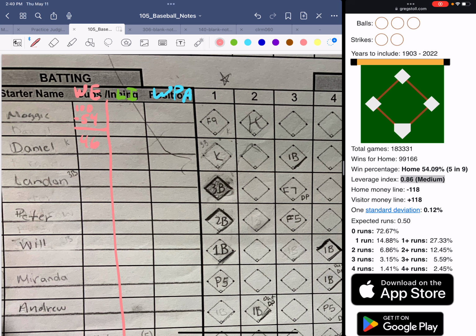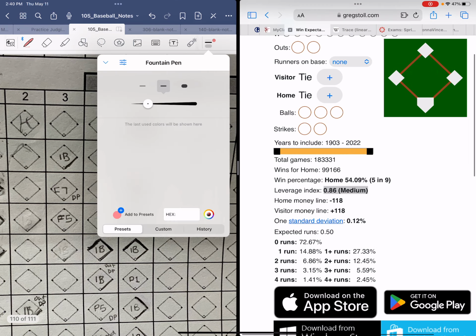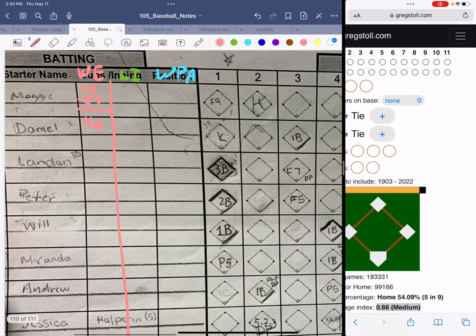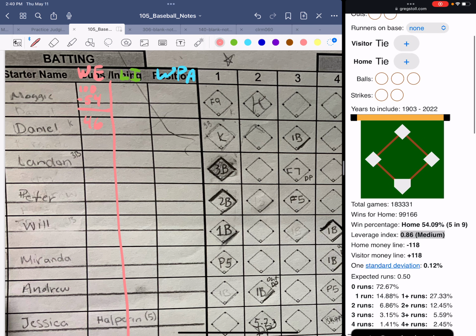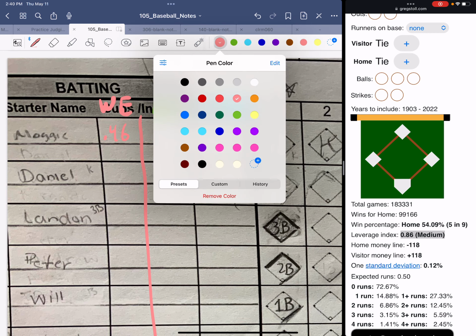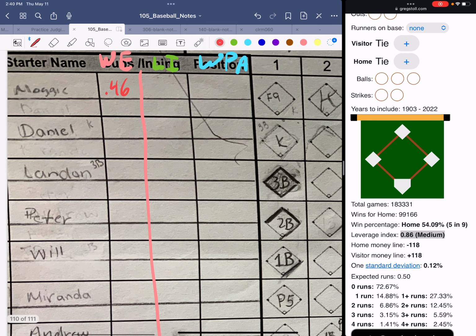Sorry, let me see real quick if I can adjust the thickness right there. There we go. That's a bit better. So you see that it's not actually 54% because the home's win expectancy is 54%. If the home's win expectancy is 54%, then the visitor's win expectancy, or win percentage in this case, is actually going to be 0.46. Okay, so that's how we get that.